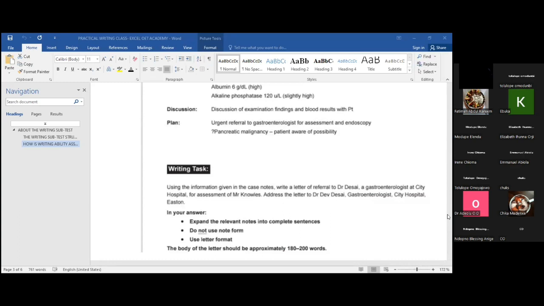Follow through on how to go about this letter. Now that we know it's an urgent referral, we know we're writing to a gastroenterologist, and we know we need assessments. What we need the gastroenterologist to do is to assess or evaluate and then probably provide endoscopy. The diagnosis is queried. We're still suspecting pancreatic malignancy, so we're not so sure, and that's why we need the gastroenterologist to properly assess this patient.